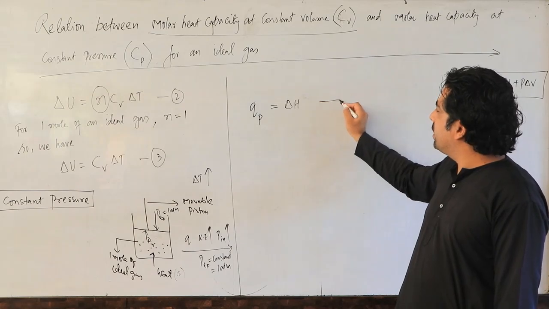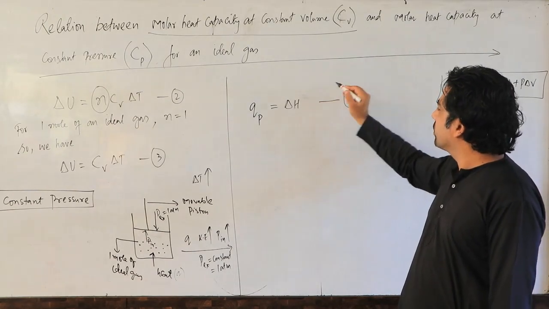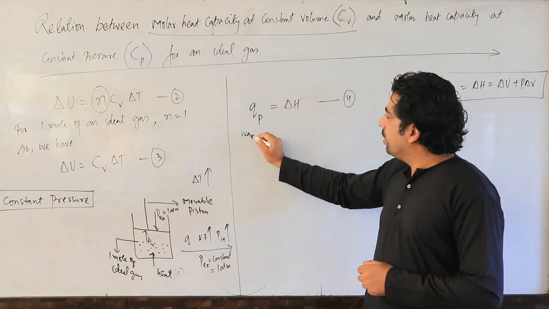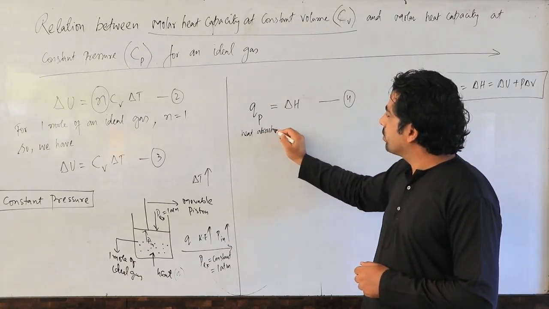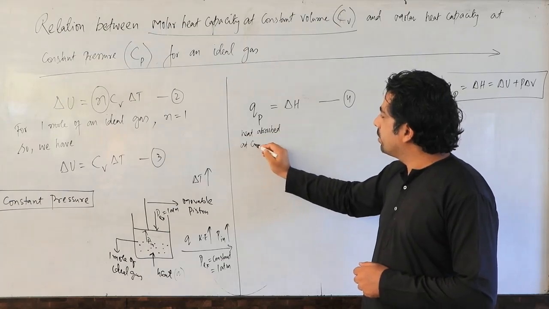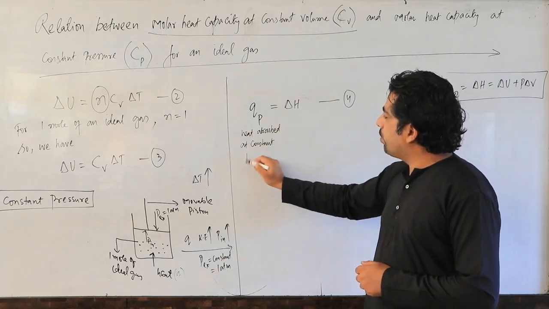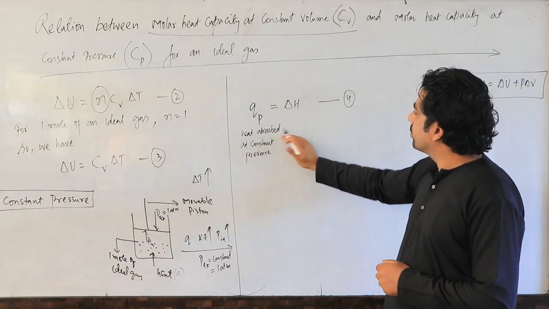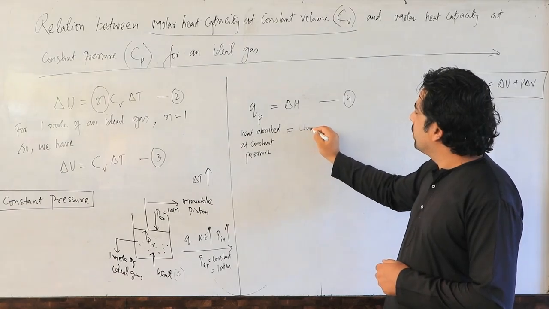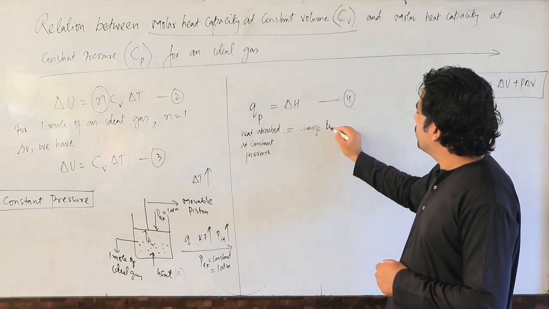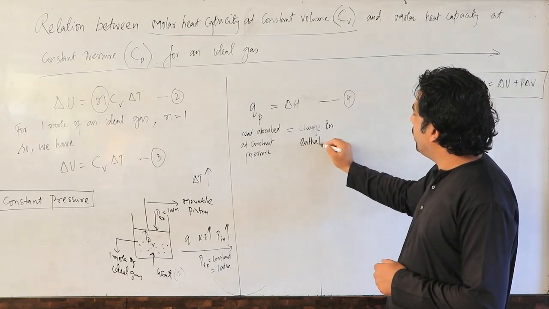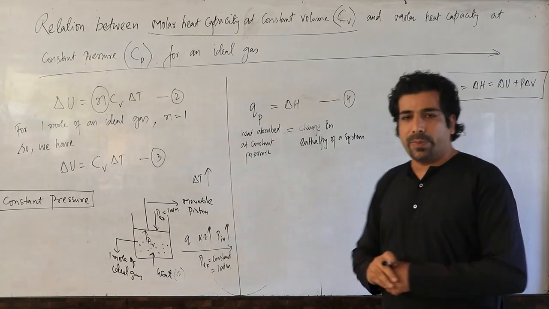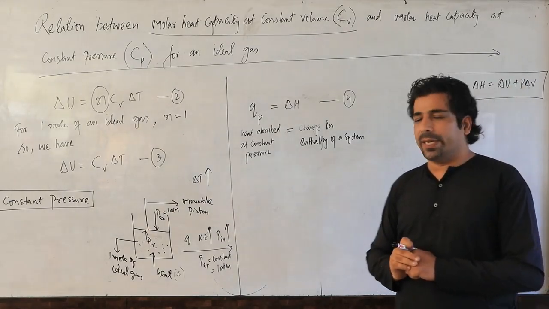So let us call it equation number 4. So QP is equal to delta H. What is QP? Heat absorbed at constant pressure is equal to change in enthalpy of a system. Correct, my dear friends?